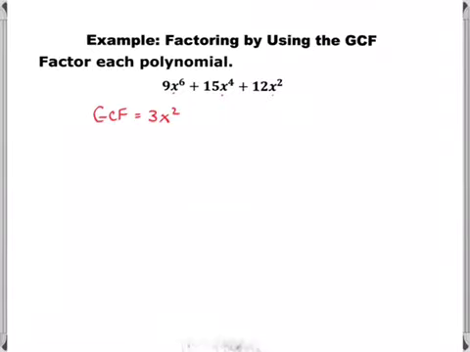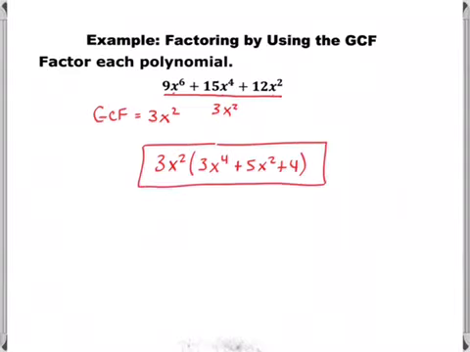And so now I'm going to go about factoring this. Remember, to factor this, I've got to essentially divide each term by the GCF. So I've got 3x squared, parentheses, 9 divided by 3 is 3, x to the 6th divided by x squared becomes x to the 4th. 15 divided by 3 is 5, I take 4 minus 2, I've got x squared. And then 12 divided by 3 is 4, and the x squared cancel out, so this becomes my factored form. 3x squared times the quantity 3x to the 4th plus 5x squared plus 4.